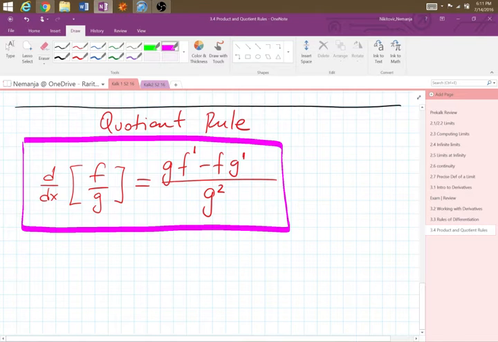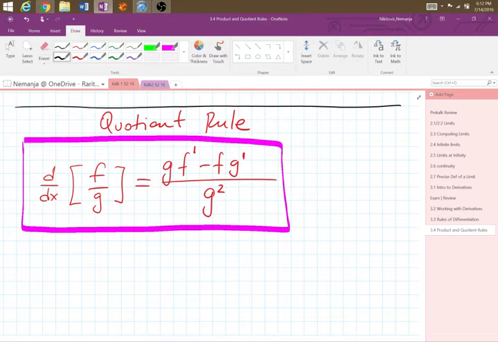So that would be the quotient rule. The derivative of the quotient of two functions. That's the formula, just learn it.